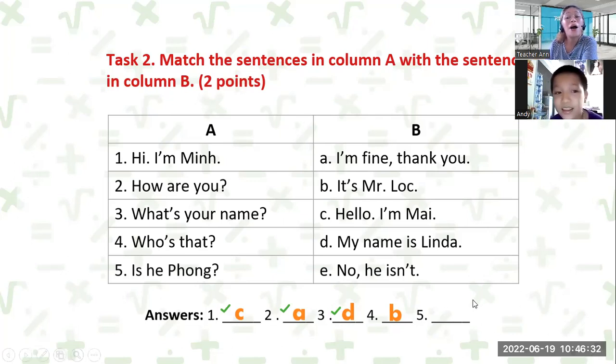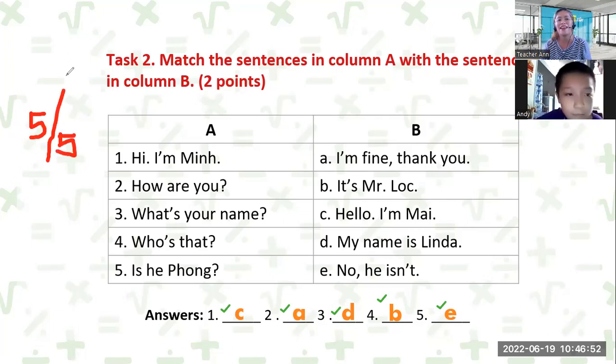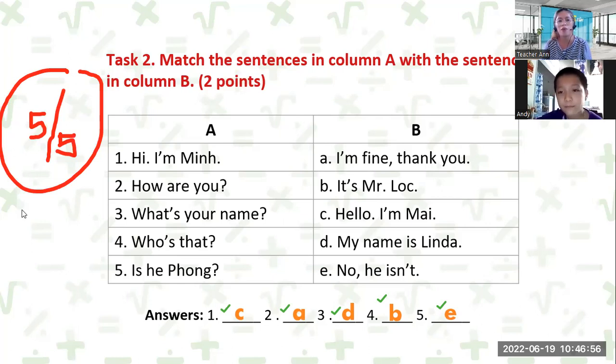Okay. What is the answer? No, he isn't. Okay, very good. Okay, you've got perfect here. Great job. Okay, two and five points. Okay, great job. So we've got 1, 2, 3, 4, 5. Okay, very good. Let's move to the next.